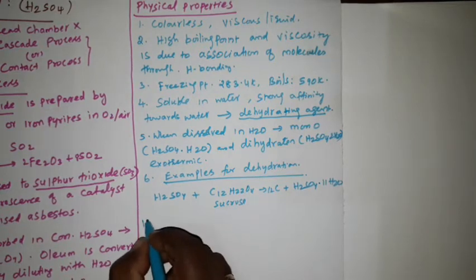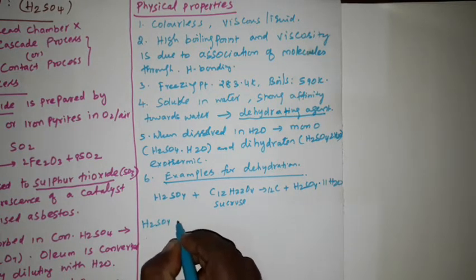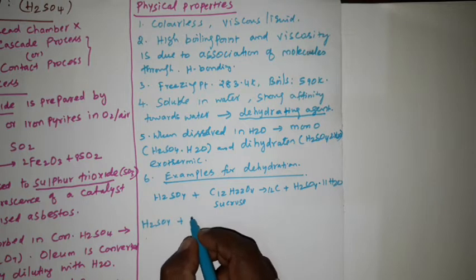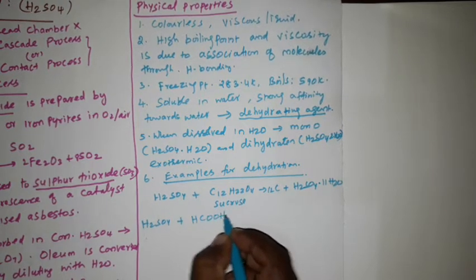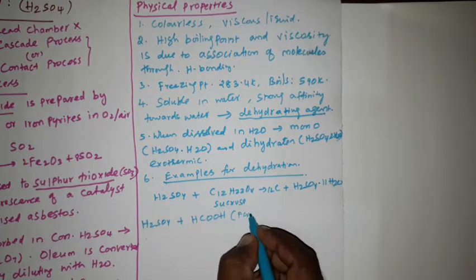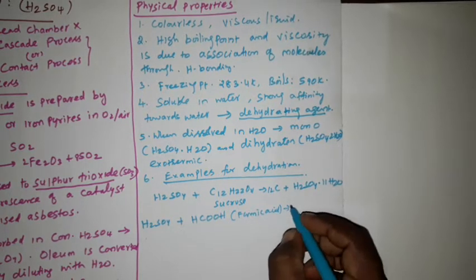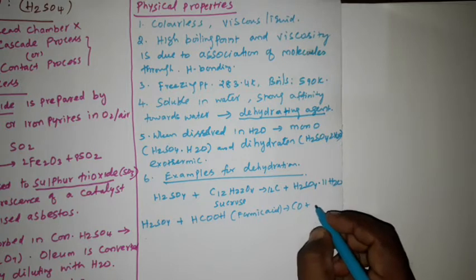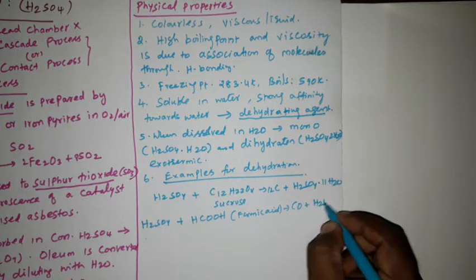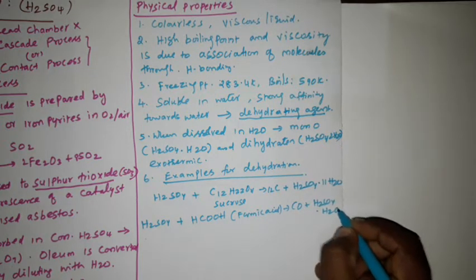Next one, sulfuric acid H2SO4 plus formic acid, HCOOH. This is formic acid. Okay, then it will produce carbon monoxide plus H2SO4·H2O.